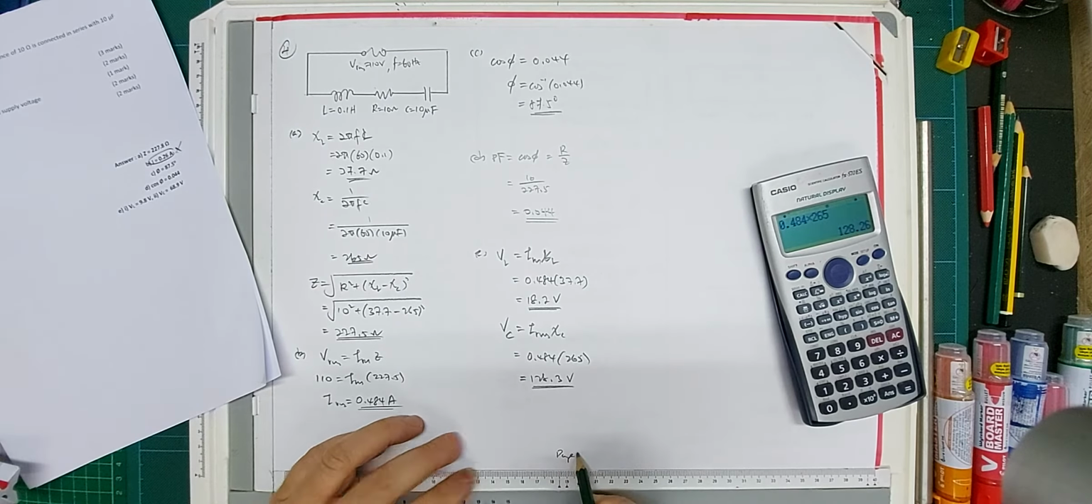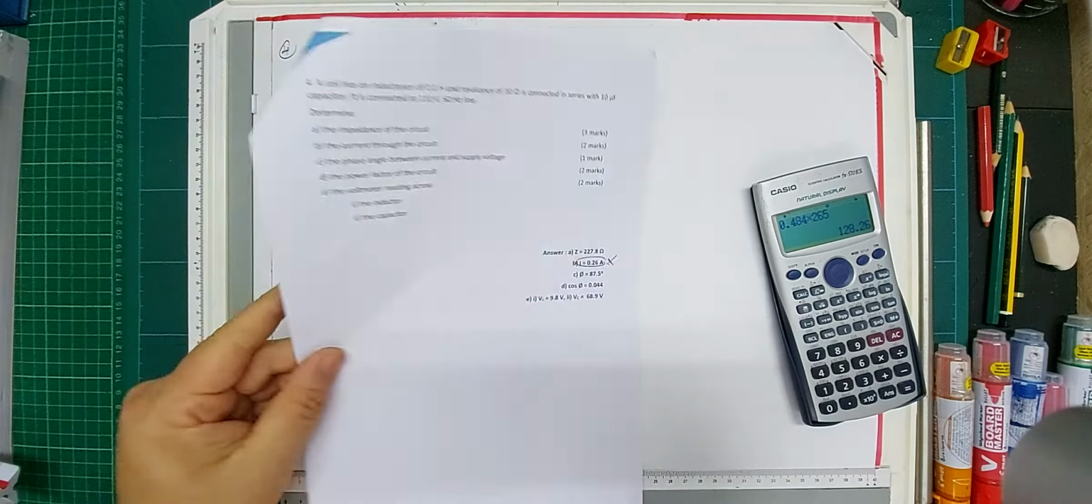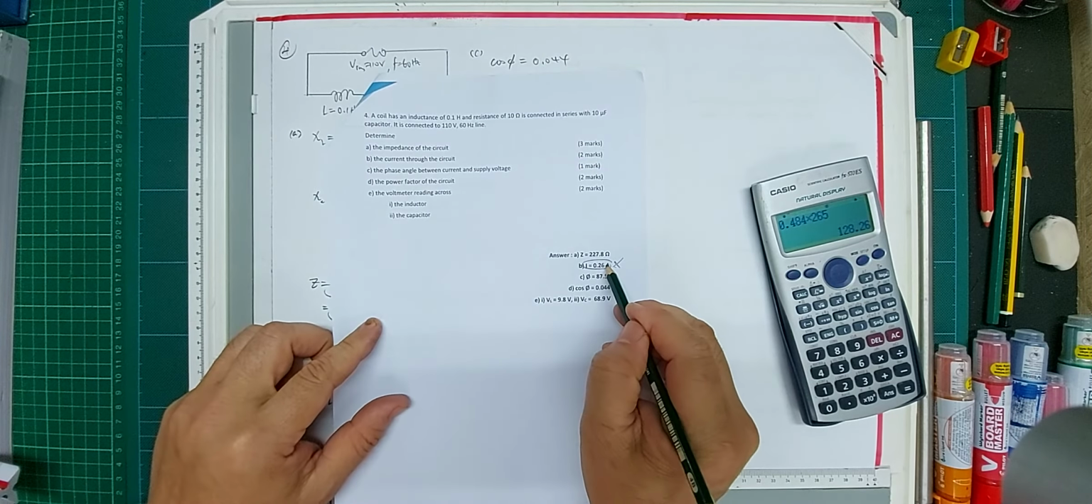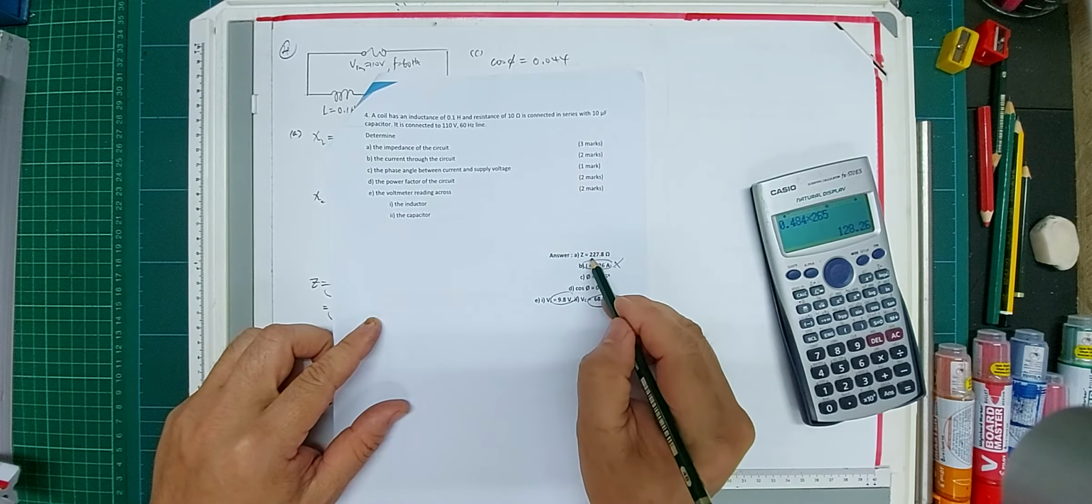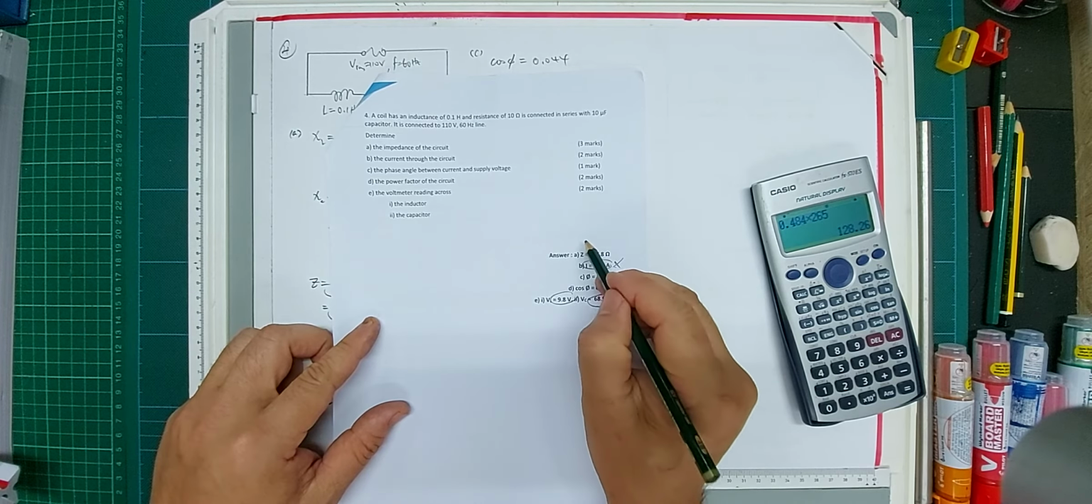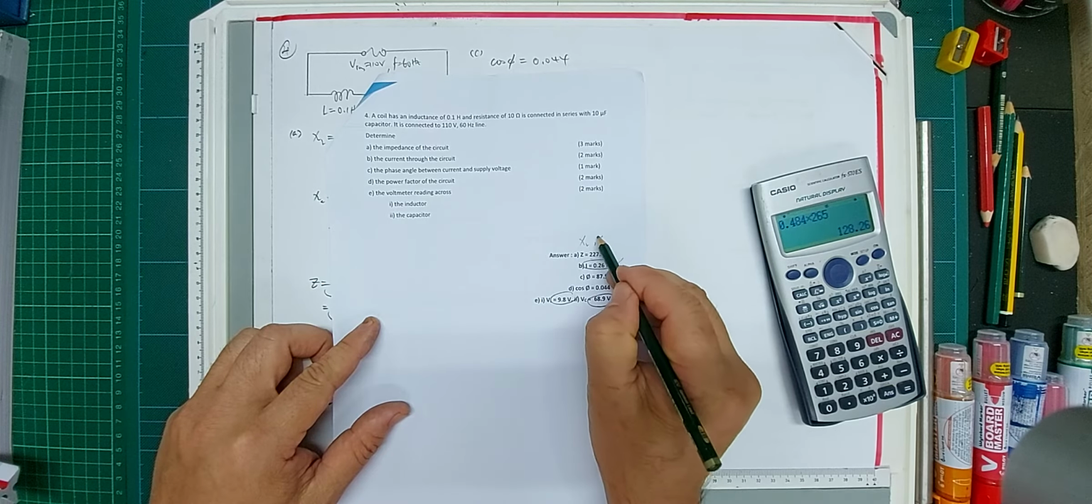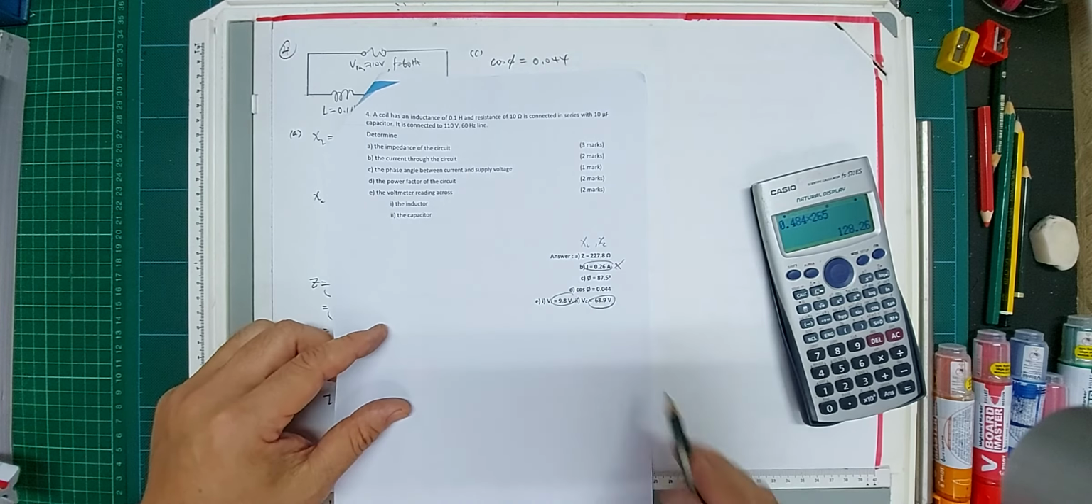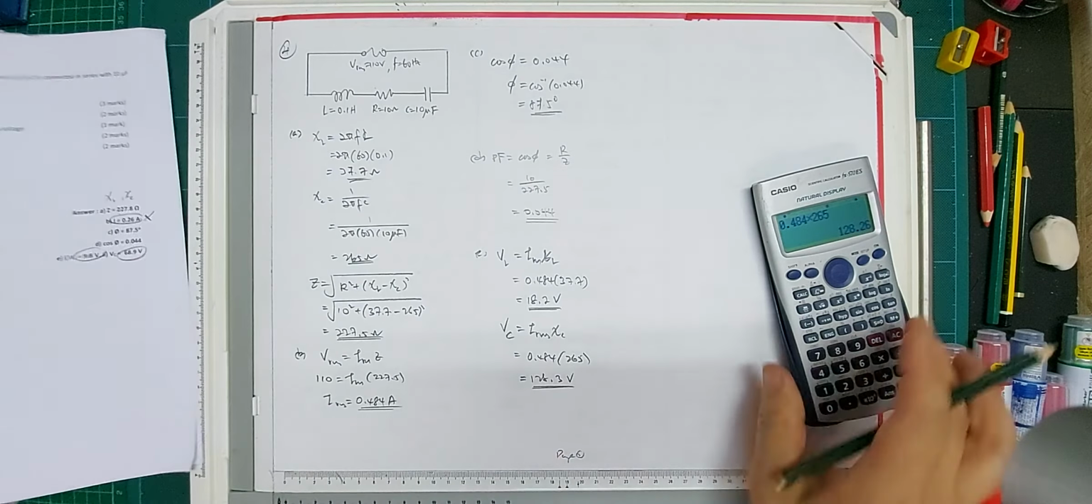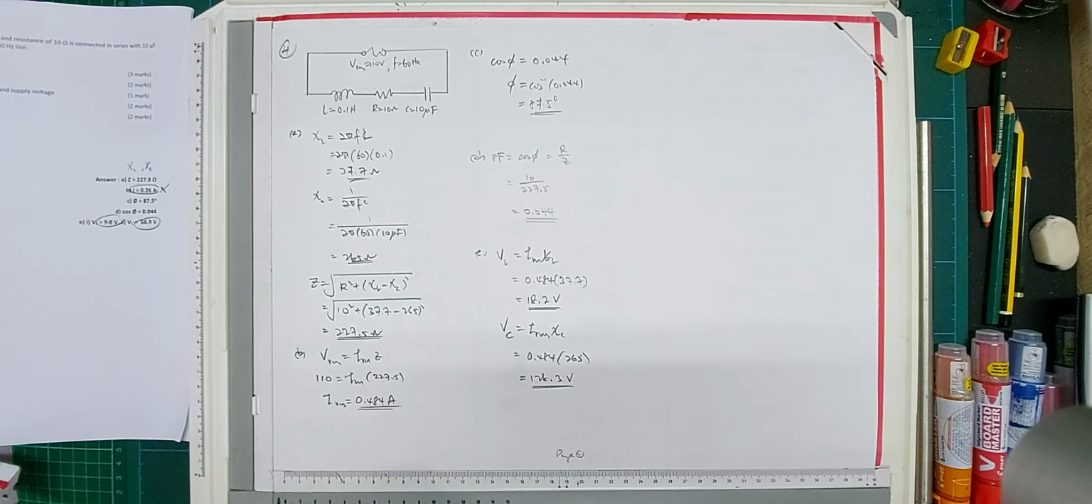This is page 2. For this question, this one is wrong. This one is wrong. This one, 227.5, is correct. So I assume their chi L and chi C are correct. Because the current is wrong, you get the wrong answer compared to mine. All right, so that's it.